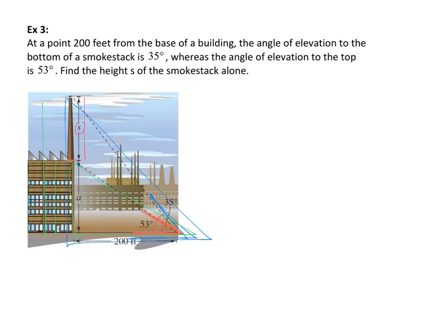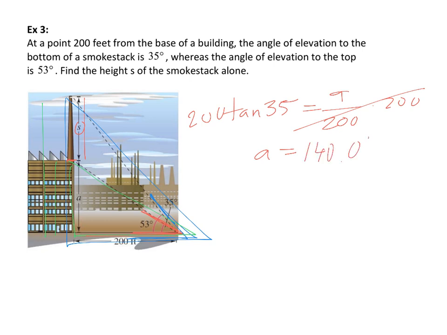I have one triangle at the 35-degree angle. So tangent of 35 degrees is equal to A over 200. That's simple. Multiply by 200 on both sides. Then A is equal to 140.04. That's an important piece of information.